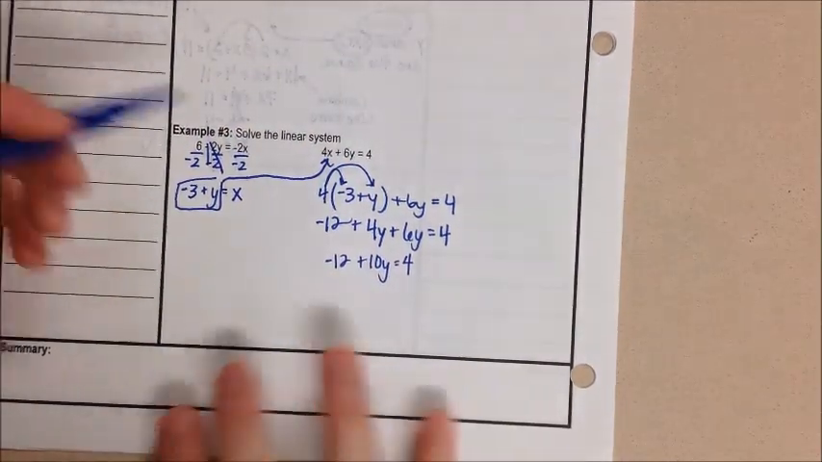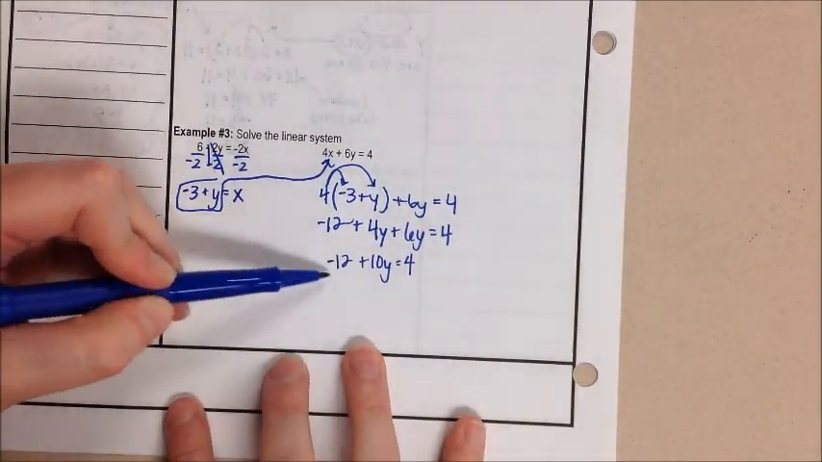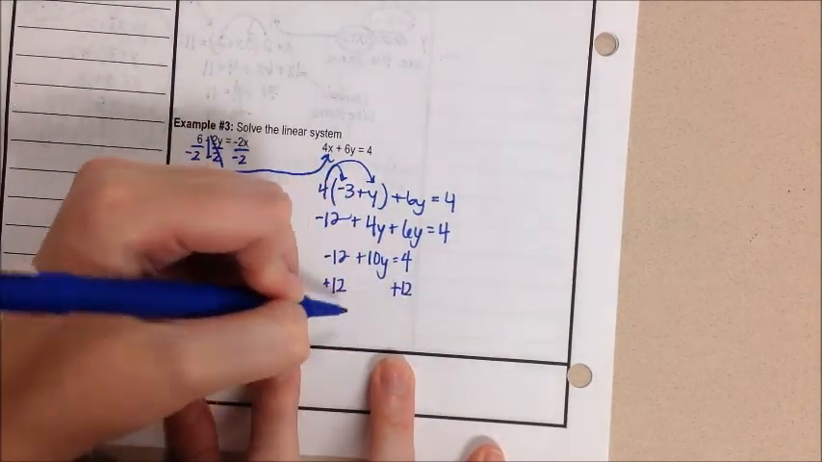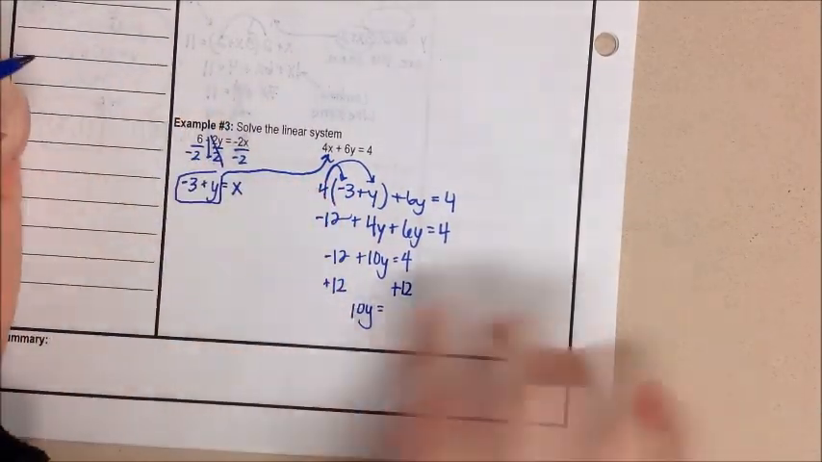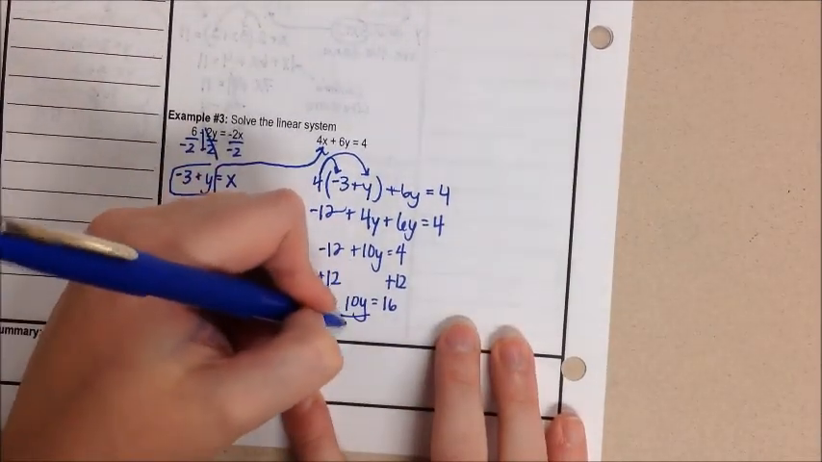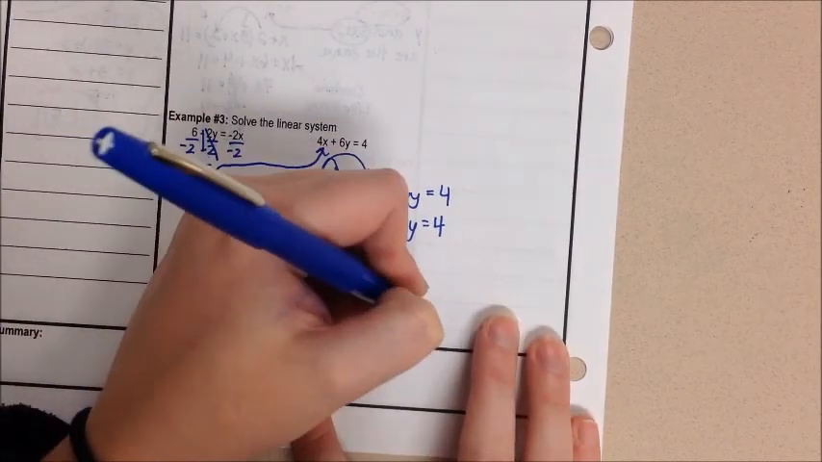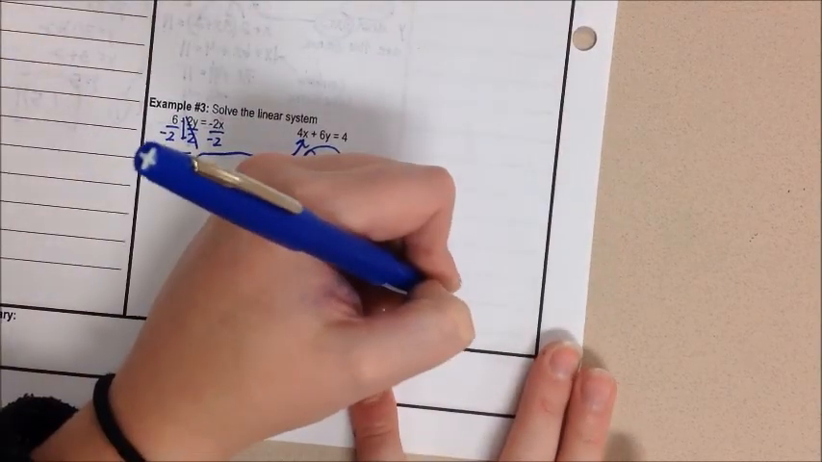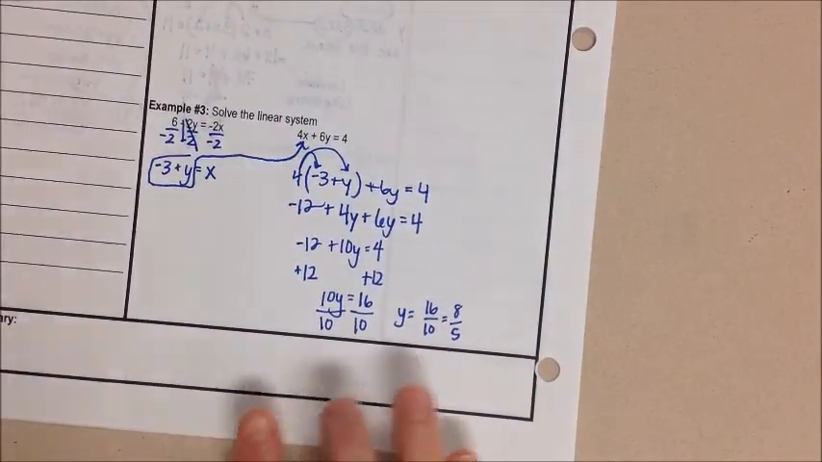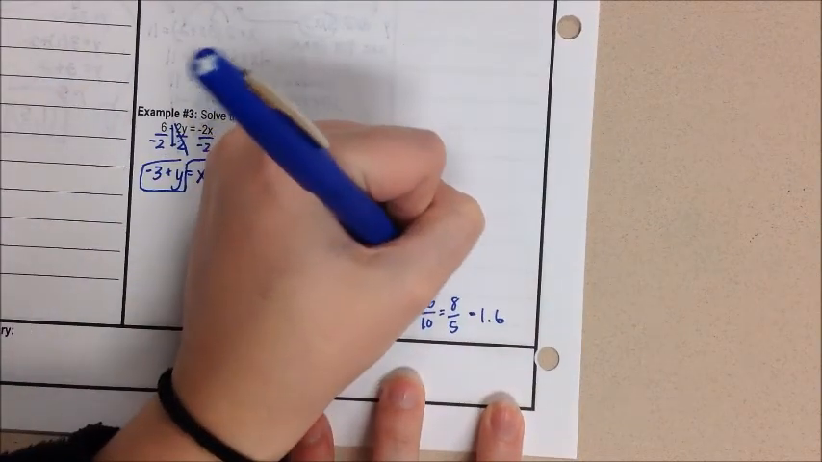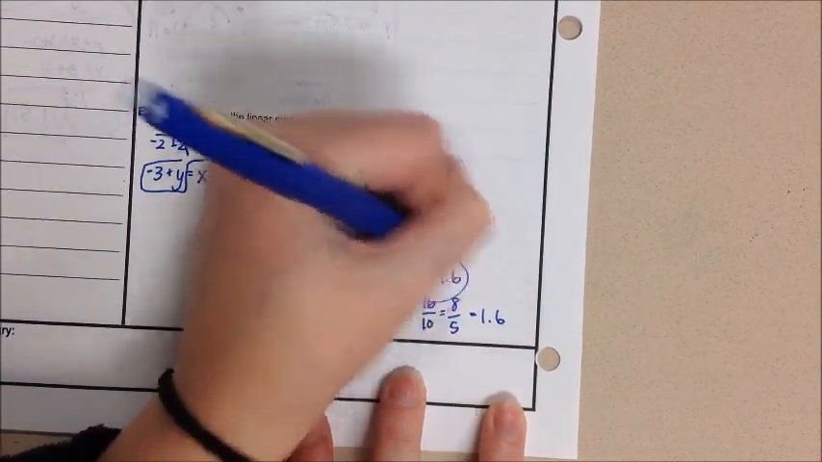Okay, now I have to get rid of this -12. It's negative, so to get rid of it, I'm going to add. Okay, so I have 10y equals 4 plus 12 is 16. And then to solve this, I'm going to divide by 10, and I have 16/10. Now I can simplify that to 8/5, or you can turn it into a decimal, which is 1.6. Okay, so I know y equals 1.6.